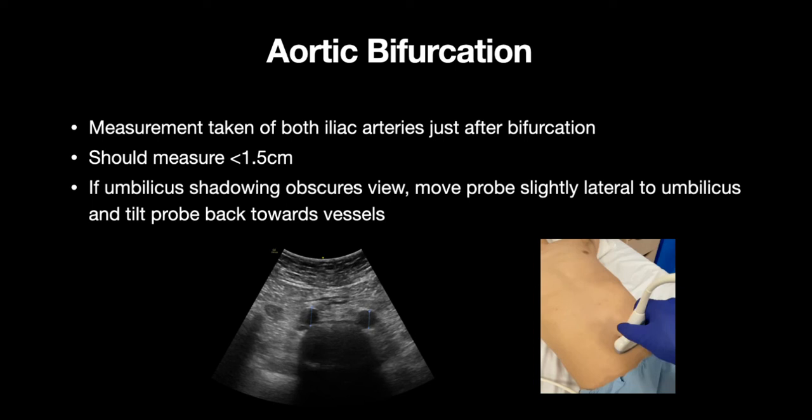So if you just move the probe slightly lateral to the umbilicus, either way, either over to the left or the right, it's probably better over to the left slightly because the aorta is slightly on the left side, and then just tilt the probe a tiny bit back towards the vessel. This way you should be able to see the bifurcation and the distal aorta, but you've just managed to avoid the large umbilicus shadow that was obscuring your view.